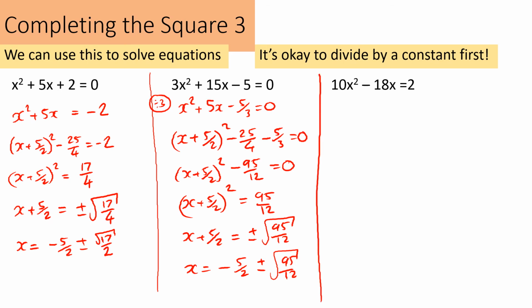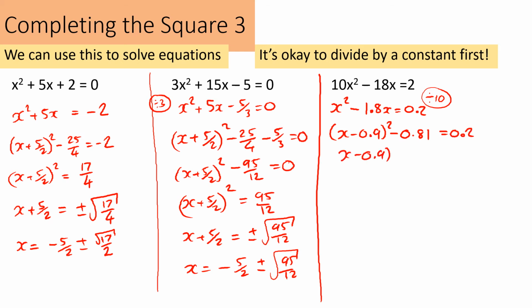Okay, another example of it being okay to divide by a constant first here. We're going to divide everything by 10, because completing the square works well when it's just x squared. So x squared minus 1.8x is equal to 0.2. Let's try some decimals for a bit. So we would halve that, 0.9, square it, take it away, 0.81. That's equal to 0.2. Then we could add our 0.81 to the other side. We could square root.